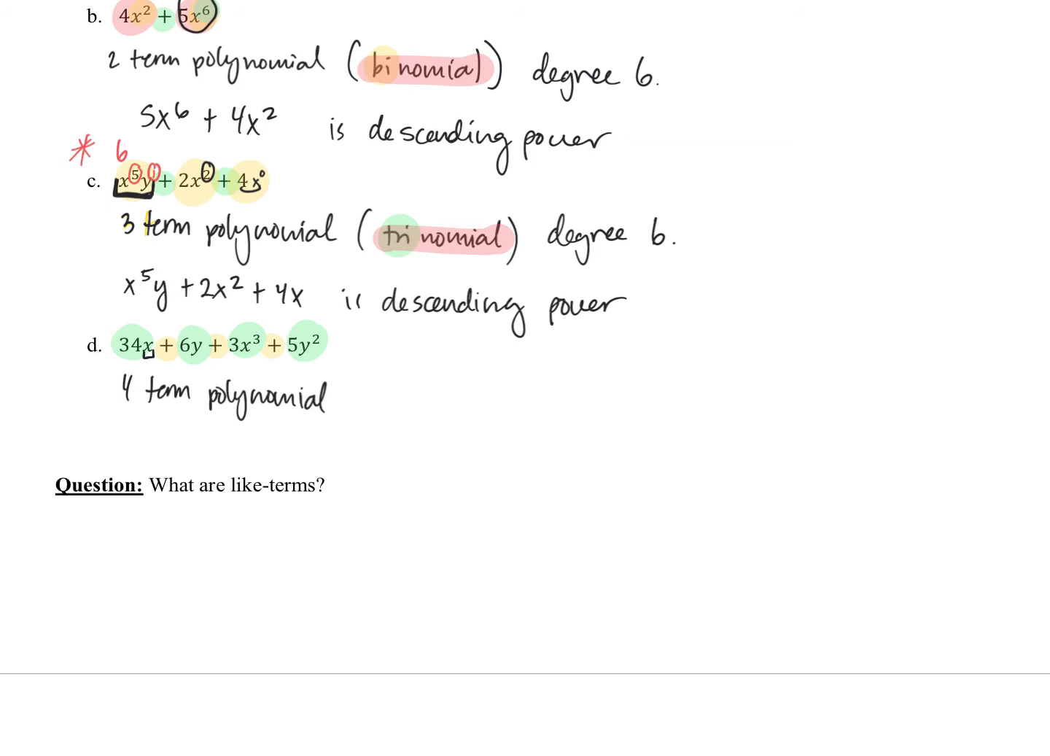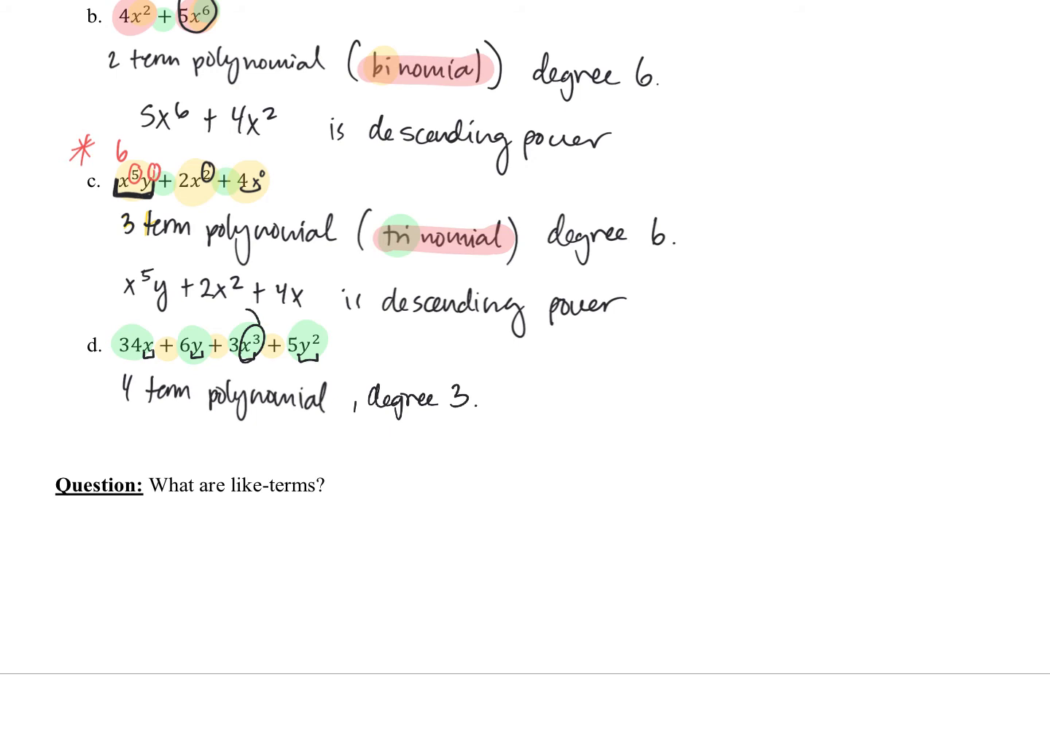Let's see, this is x to the 1 power, y to the 1, x to the 3rd, and y to the 2nd power. So which one has the highest power? That x to the 3rd. So this is going to be degree 3. And then in descending order, usually we'll go with alphabetically, so we'll choose x.